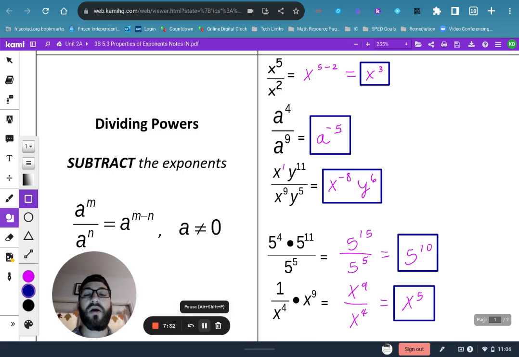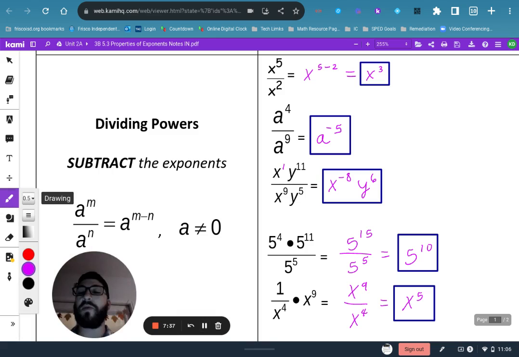Then 1 over x to the 4th times x to the 9th. One thing to remember when we're multiplying fractions, and one of them is not written as a fraction, we can write any whole number as that value over 1. So 1 over x to the 4th times x to the 9th over 1, 1 times x to the 9th on top, 1 times x to the 4th on bottom.